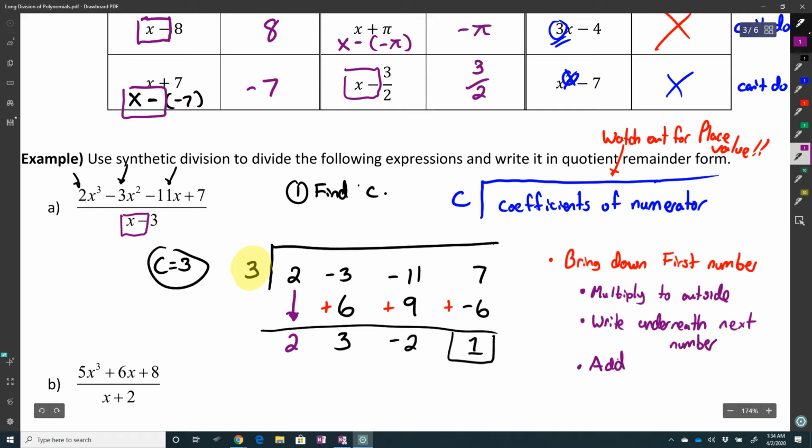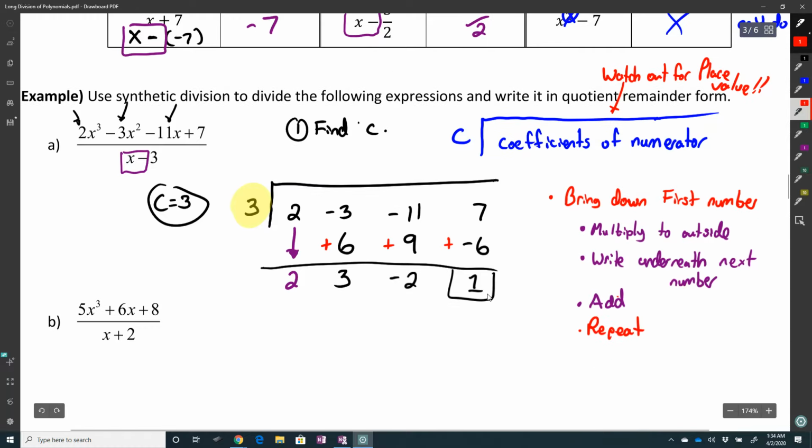Add. And repeat. Okay, so you bring down the first number. I brought down the 2. Multiply to the outside. Write it underneath. Add. Multiply to the outside. Right underneath. Add. Multiply to the outside. Right underneath. Add. And the cool thing is that if you've done it properly, what you end up with is numbers, and then the last number you put in a box. This last number is your remainder.